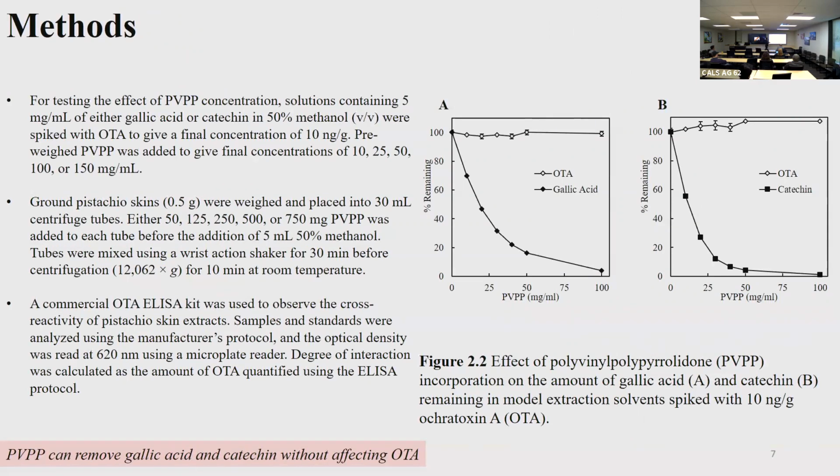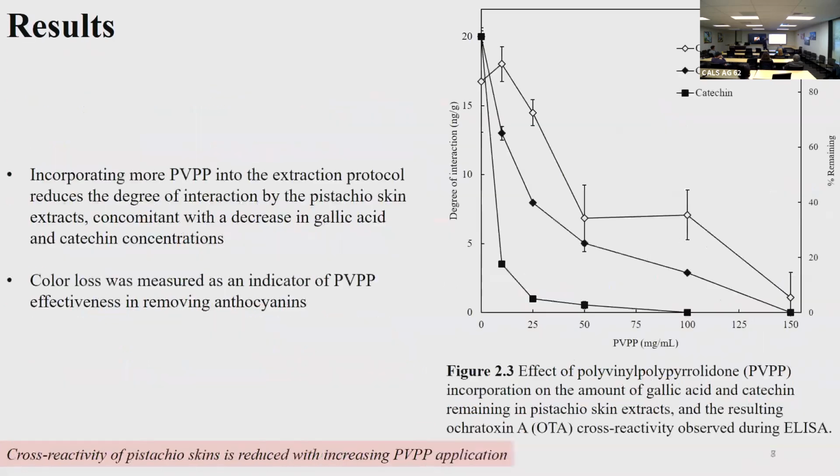Once that was done, we then used ground pistachio skins as a test matrix, and we evaluated adding PVPP into the protocol to see if the cross-reactivity would go down. In black, the more of this phenol absorbent we add, the less of the phenolic compounds end up in the resulting mixture. In white is the degree of interaction. Right at 0, it's just pistachio skins, but the test is reporting back around 16 nanograms per gram of ochratoxin A. That's the false positive, right? As we add more, the cross-reactivity goes down.